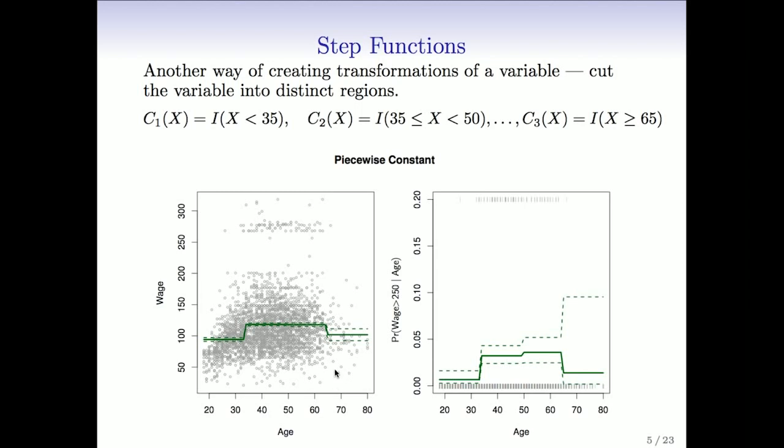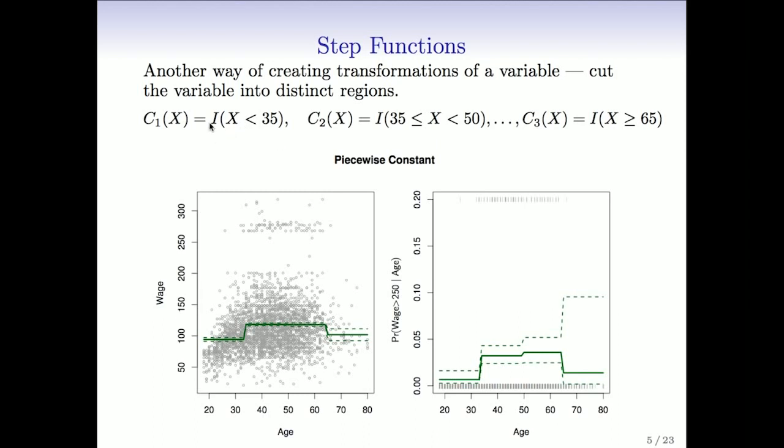And this is often useful if there are some natural cut points that are of interest, so what is the average income for somebody below the age of 35? You can read it straight off the plot. This is often good for summaries in newspapers and reports and things like that, which has led to its popularity. And to do it is just as easy as it was for polynomials.